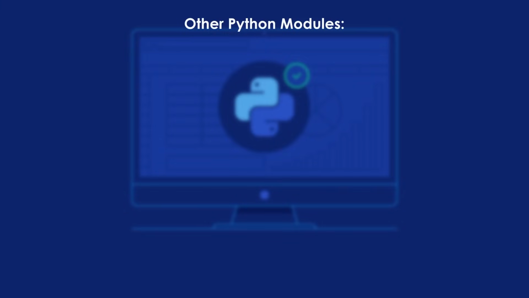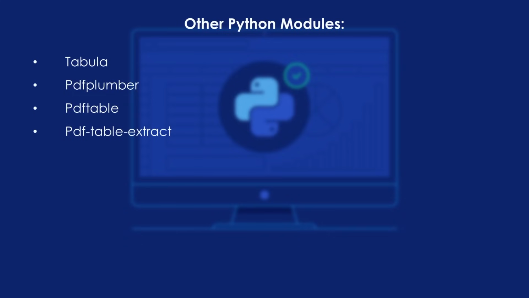In this video, we'll learn how to extract tables from a PDF file. Before we start with the coding part, let us try to understand what other Python modules are available for the same purpose. The first one is Tabula. Tabula is one of the most widely used PDF extraction libraries. Tabula is actually based on a Java library of the same name, so this one that we are talking about is a Python binding for the Java library. The next ones are PDF Plumber, then PDF Tables, and PDF Table Extract.